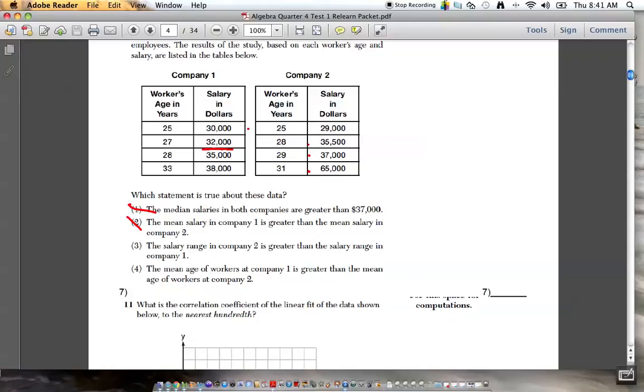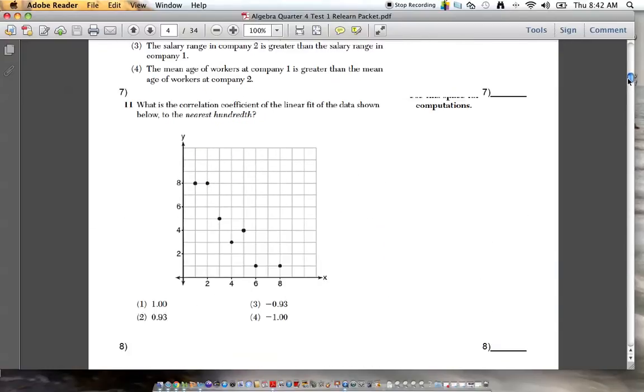The salary range in company 2 is greater than the salary range in company 1. Now the range, which is highest minus lowest, would be $36,000 here. The range here would be $6,000. So yes, company 2 has a greater range. Choice 3 is the correct answer. Just a matter of trying all these choices and seeing what you get.